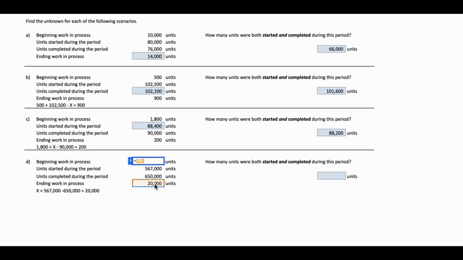This is going to start with our 20,000 units, plus our 650,000 units, minus our 567,000 units. We would end up with 103,000 units in our beginning work in process. To come up with our started and completed for these, I'm now going to go back to the units started minus ending inventory. In this case, our units started were the 567,000 minus our ending work in process of 20,000 units. We end up with 547,000 units that were started and completed.